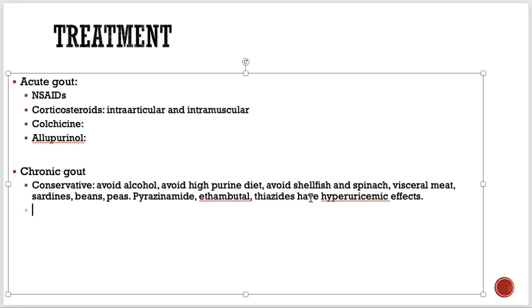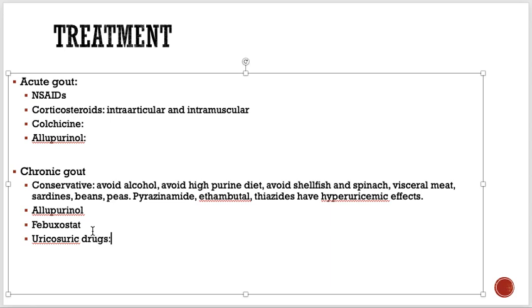And in chronic gout, the treatment is drugs like allopurinol and drugs like febuxostat. Basically, they decrease uric acid production by inhibiting xanthine oxidase. Sorry, earlier I said allopurinol increases excretion; they actually decrease the formation. And there are drugs which we call uricosuric drugs.